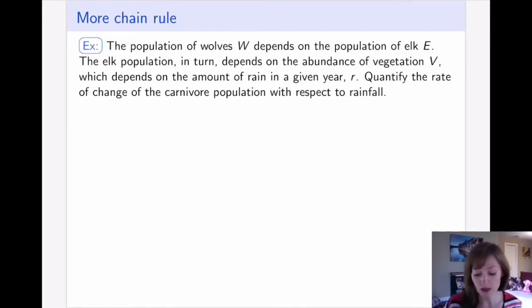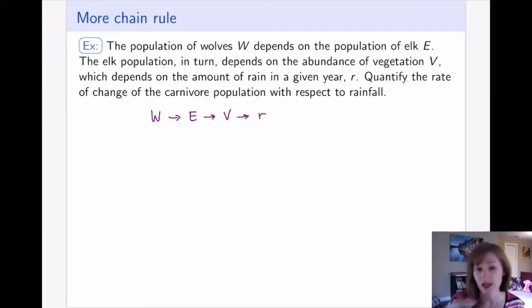We would like to quantify the rate of change of carnivore population with respect to rainfall. So keywords being here, rate of change, which means that we're talking about a derivative. But before we have something to take a derivative of, we need to actually find what that function is. So let's work through this chain. So I have that the wolves depend on elk, which depend on vegetation, which depend on rain. So wolves population is actually a function of elk population.